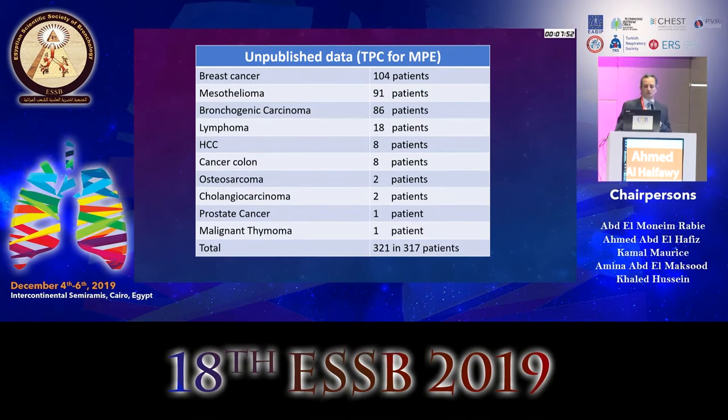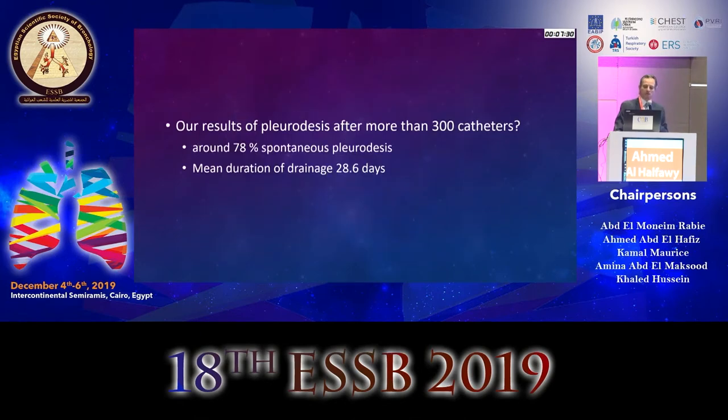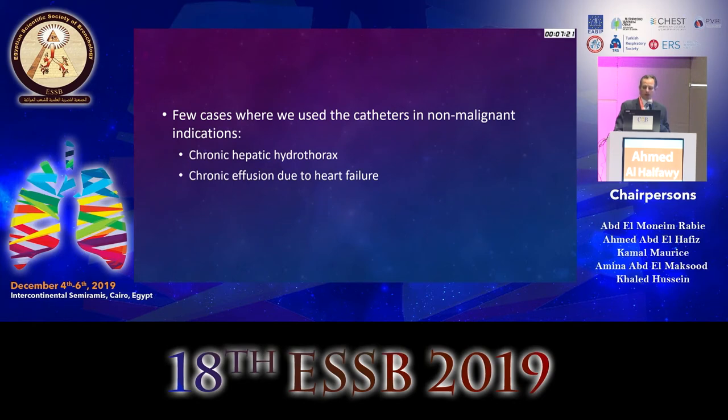Most patients in our case series are breast cancer patients, and maybe that would explain why the rate of spontaneous pleurodesis is high, because with the advances in treatment of breast cancer, we see a lot of patients cured of malignant pleural effusion. We have around 78% spontaneous pleurodesis, and our mean duration of drainage is 28.6 days. We've also used the catheter in a few non-malignant indications, but today we talk about malignant pleural effusions.